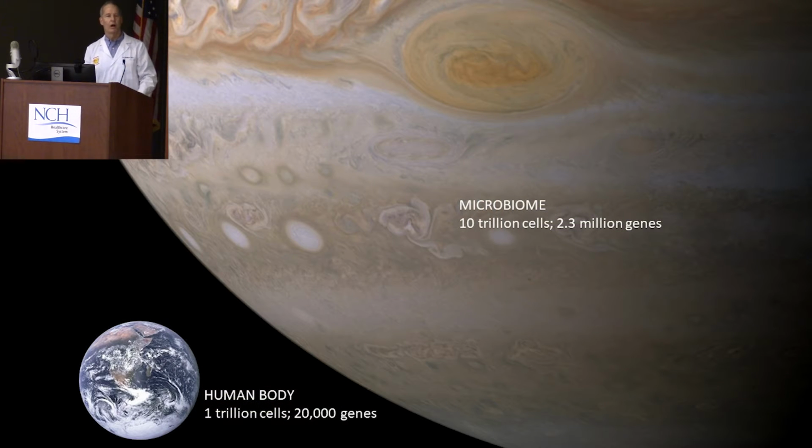Now, these numbers are astronomical, and that's what for years made it difficult to get a better grasp on the microbiome. But the relative difference is depicted here. In the microbiome, there are 10 trillion cells encoding 2.3 million genes, and that contrasts with the human body, depicted by Earth here, which has about a trillion cells and encodes about 20,000 genes. So there's a vast disparity in numbers, astronomical, if you will.